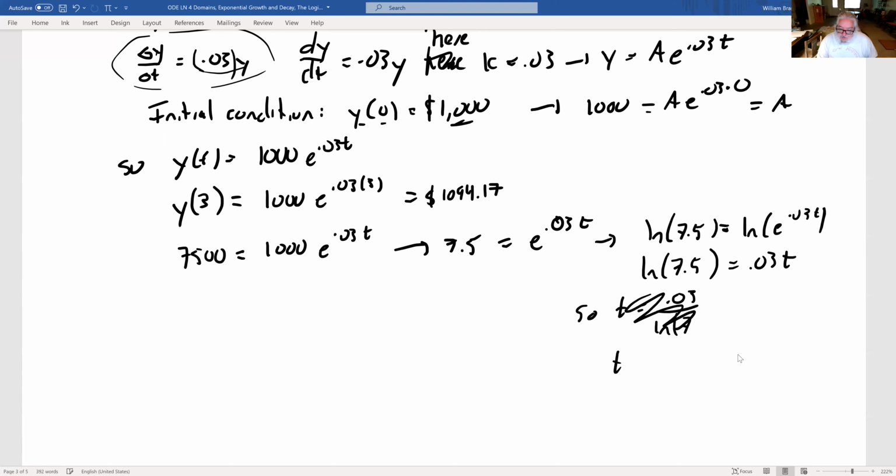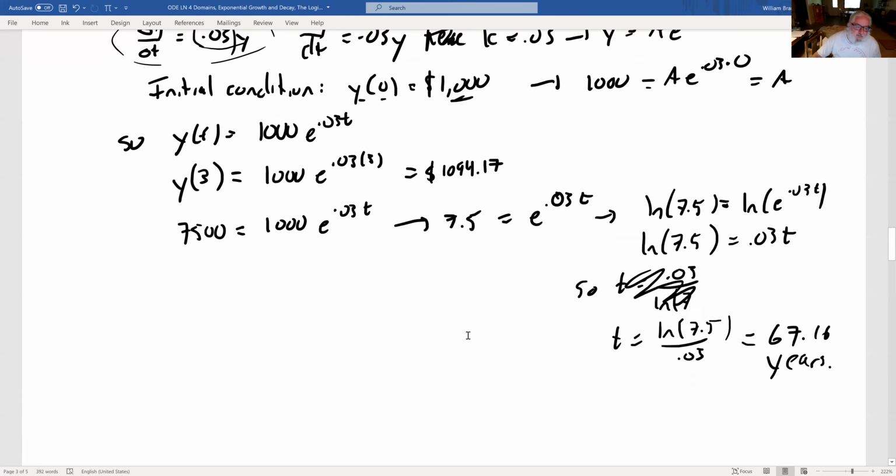Oops, got that backwards. T is log of 7.5 divided by 0.03, which is 67.16 years, because that's the units of time. So then you can figure out initial conditions. And so this is sort of a basic differential equation for bank accounts for calculating interest. Interest is a classic thing that increases in proportion to how much you already have.